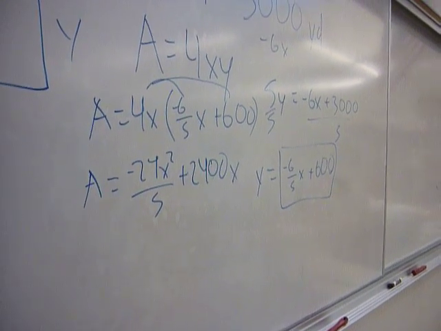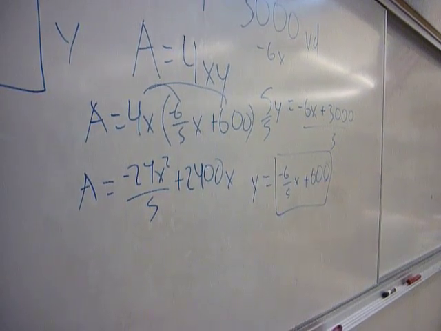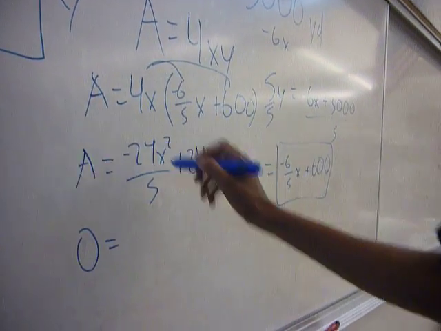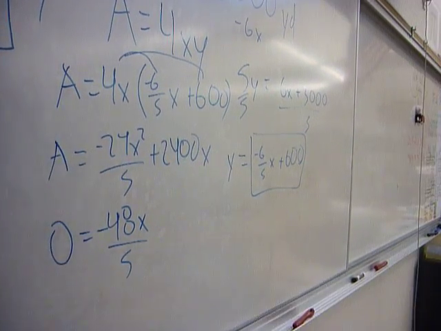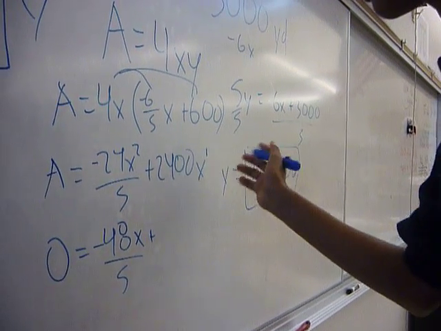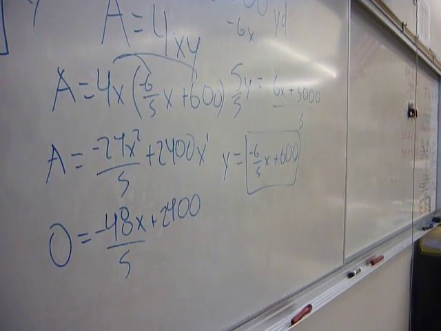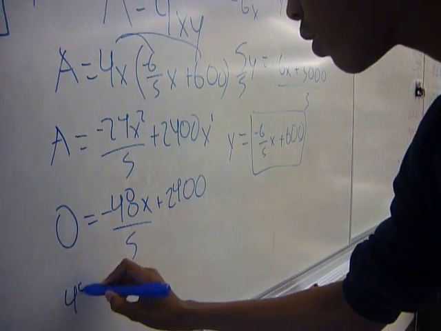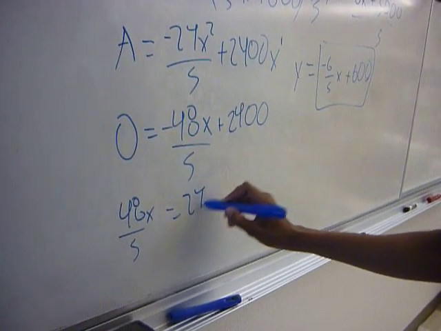Now the next step to actually find the maximum is to take the derivative. So when you take the derivative, this A turns into a 0 because it's a constant, and then you bring the 2 down, so it's negative 48x over 5 plus, just bringing this x down, so this is technically x to the first power, and by differentiating it, it's just 24,000. And so now what you can do is solve for x. So you have 48 fifths x equals 24,000.